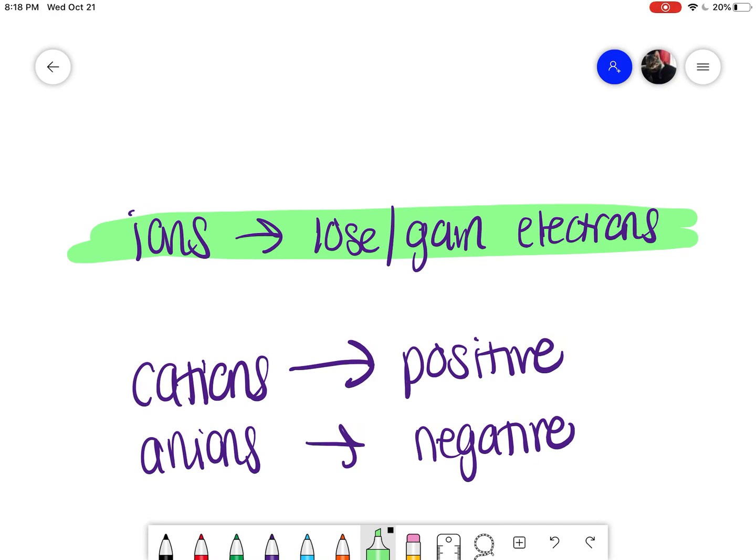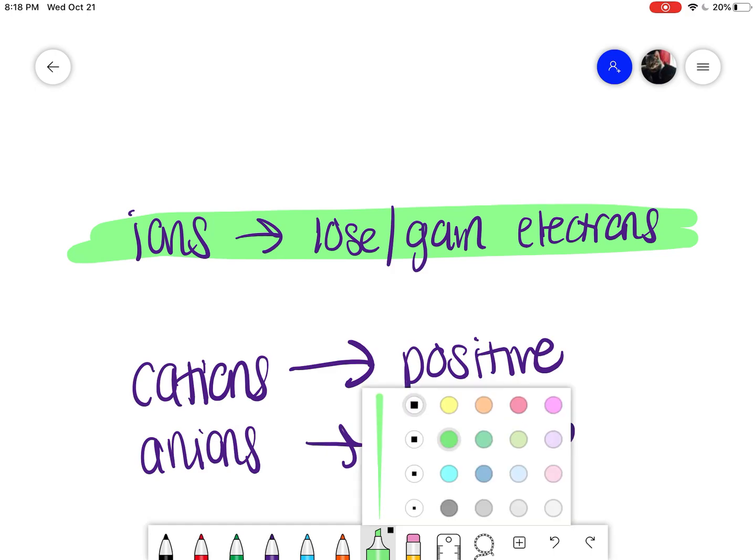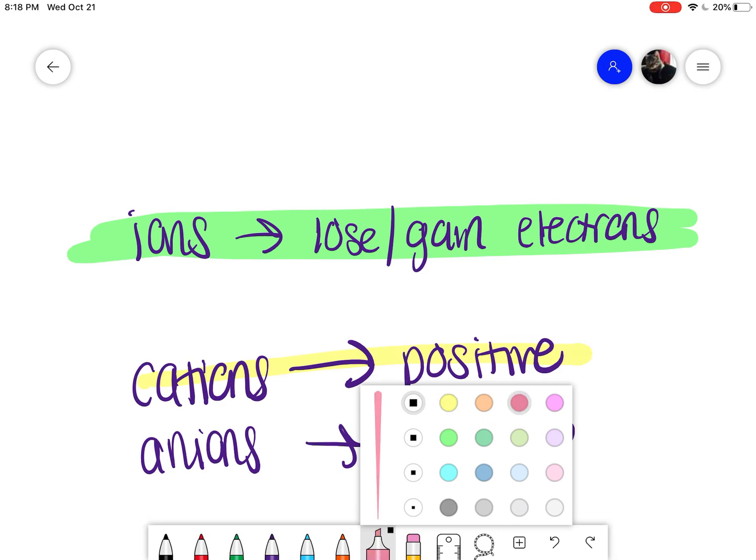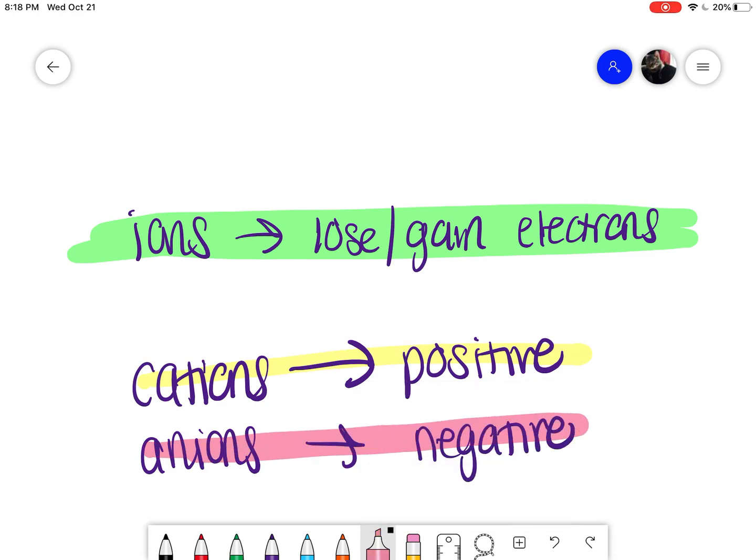And so cations are positive and anions are negative. You can remember cations because it has the word cat in it, and cats have paws, and cations are positive.